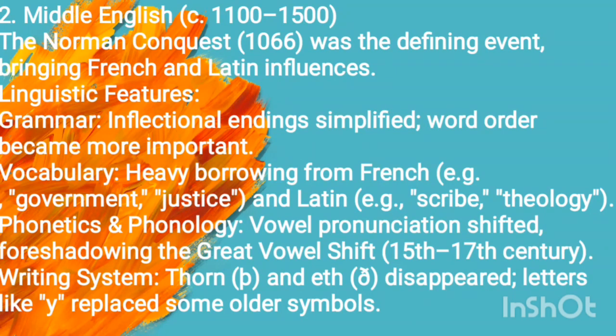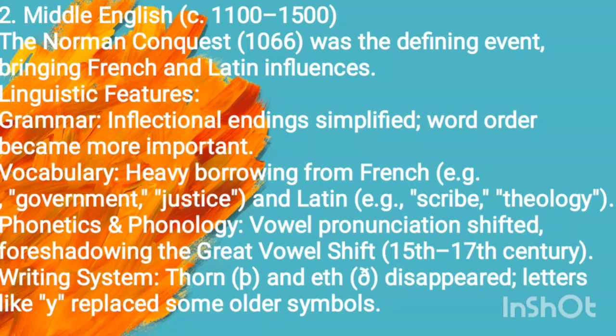For example, in Old English, the man loved the king. Next one, Middle English, word order became necessary. The man loved the king. Next one, vocabulary: large scale borrowing from French and Latin. For example, from French, we get government, justice, crown, and servant. Words from Latin are script, theology, and scripture.